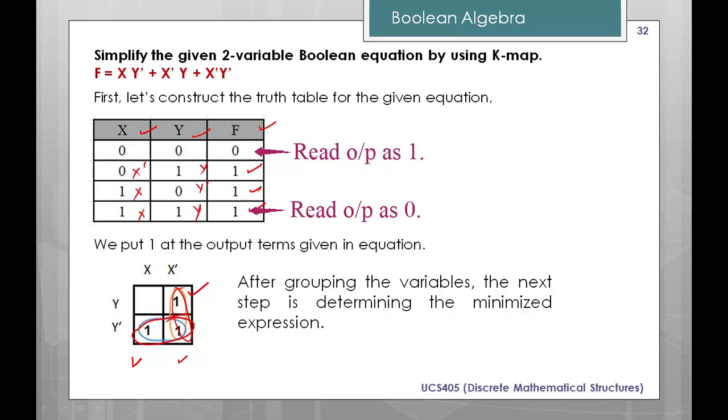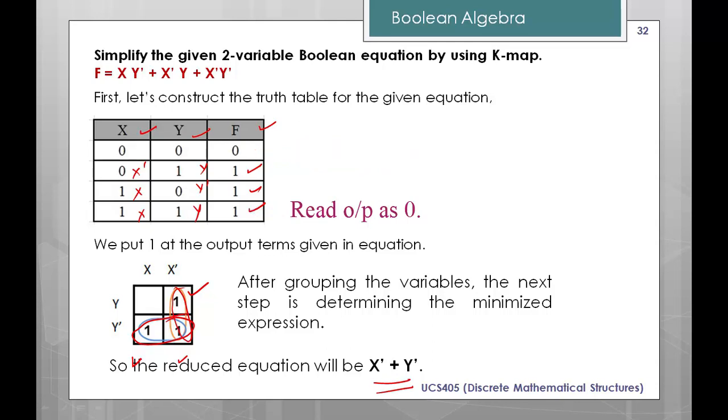After grouping the variables, our next step is to determine the minimized expression. For this purpose our expression is X dash, and Y dash. So the reduced equation will be X dash plus Y dash. This is the answer of this truth table, the minimized expression of this question.